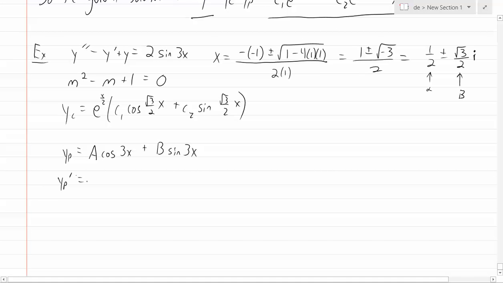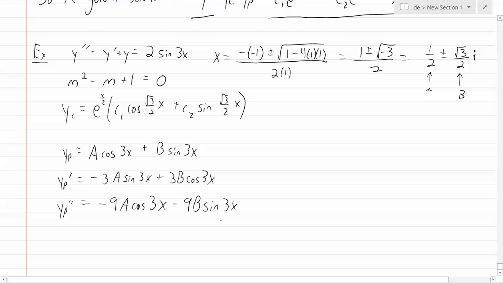Alright, so we need to find y sub p prime for this term and y sub p double prime for this term. So y sub p prime is going to be negative 3a sine 3x, and then the next term is going to be plus 3b cosine 3x, and then y sub p double prime is going to be equal to negative 9a cosine 3x minus 9b sine 3x.